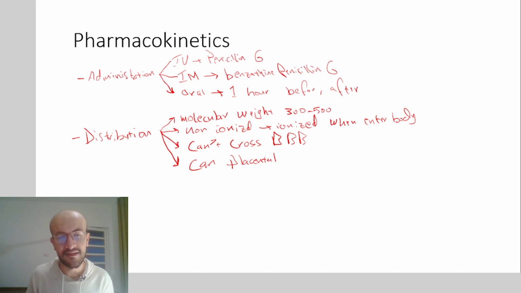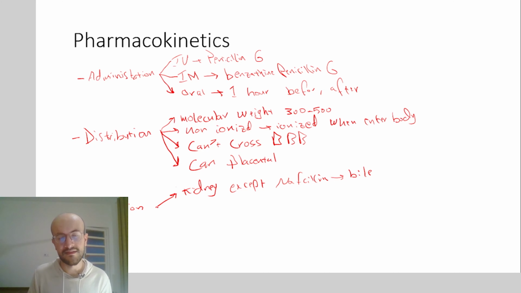Now regarding excretion, penicillin is excreted by the kidney in general, except for naphthalin, which is excreted by the bile.